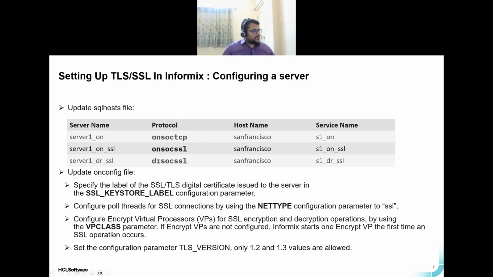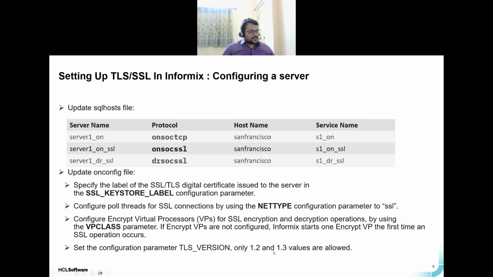And next, we can start the encrypt VPs to encrypt the data shared between client and server. If we don't mention this VP class for encrypt VPs, then Informix starts one encrypt VP the first time an SSL operation occurs. And we can also mention the TLS version, 1.2 or 1.3, in the TLS version parameter.